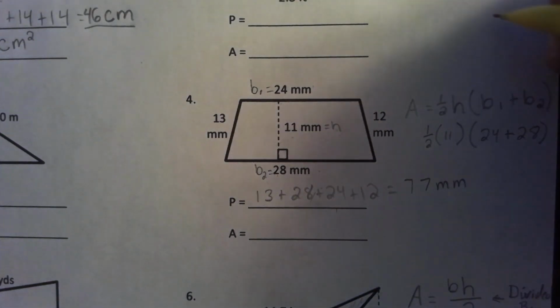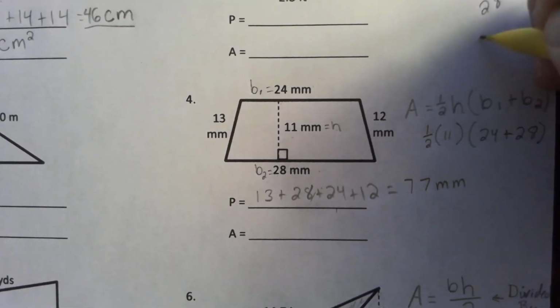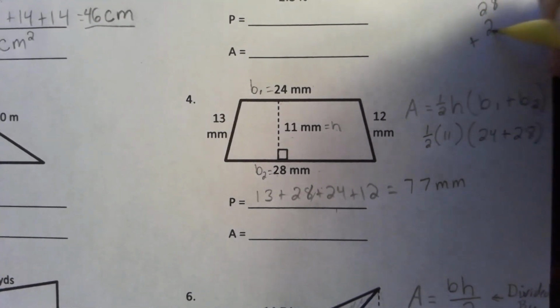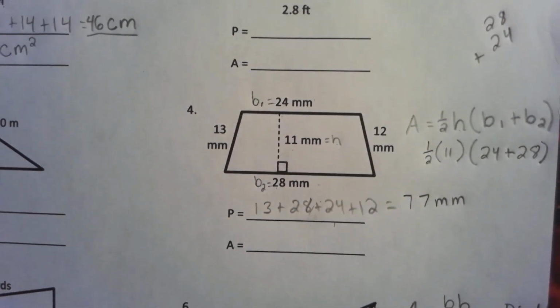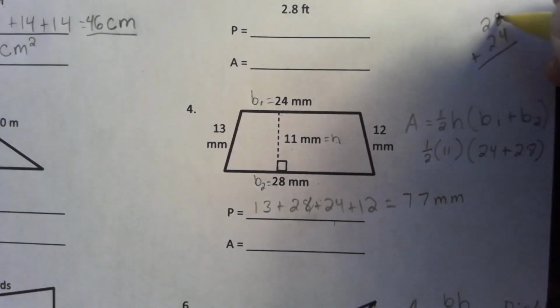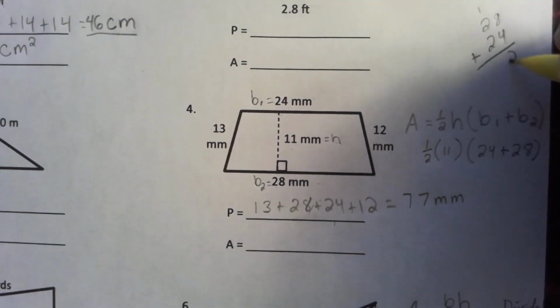So let's look at these. We're going to move it up here. We're going to say 28 plus 24. We'll tilt that just a little bit. 8 plus 4 is 12. Carry the 1.